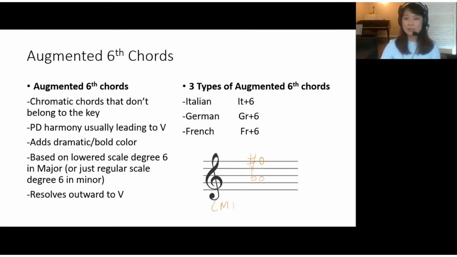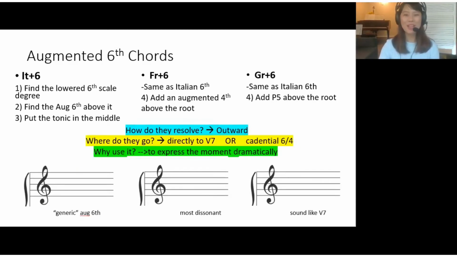The Italian 6 sounds like this, resolving to dominant and then tonic. Now, German 6, French 6. Do you hear the difference? Italian, German, French. Okay, so let's build Italian and French and German 6 chords.